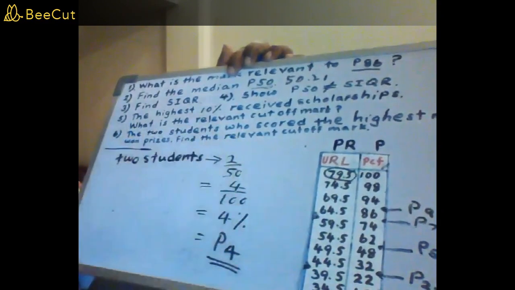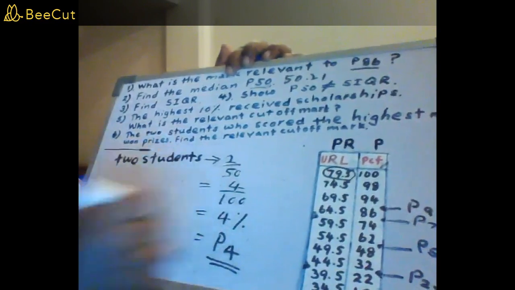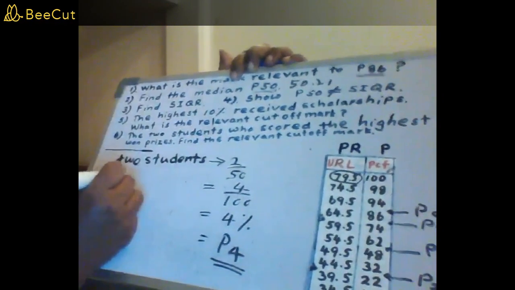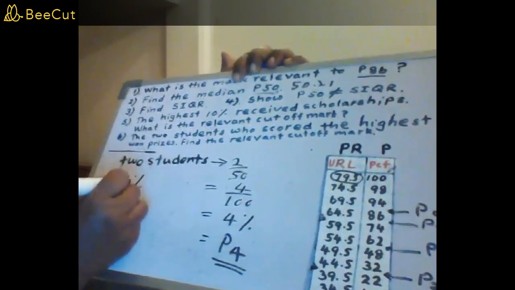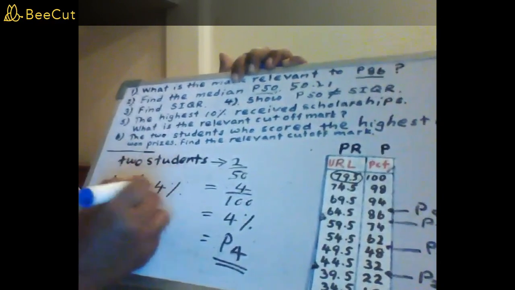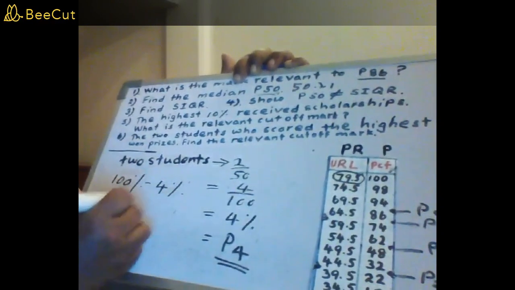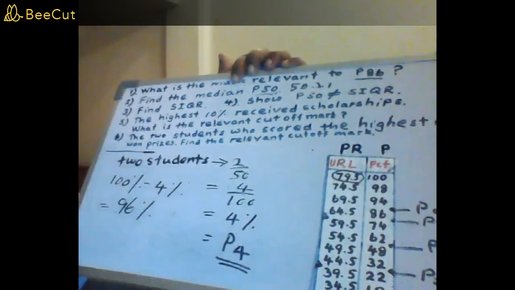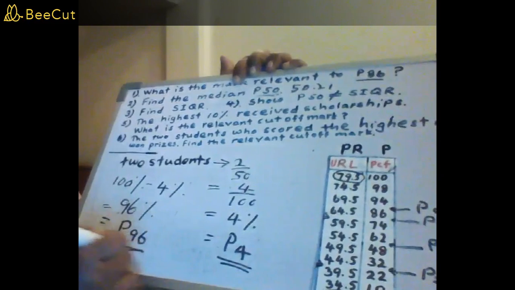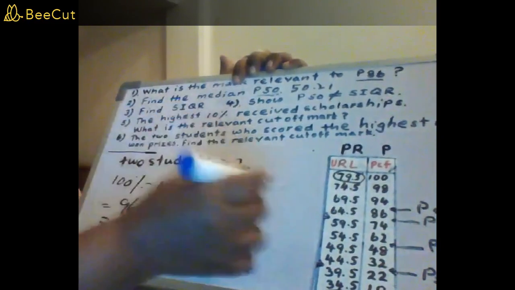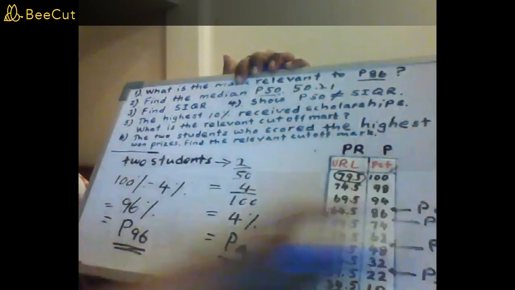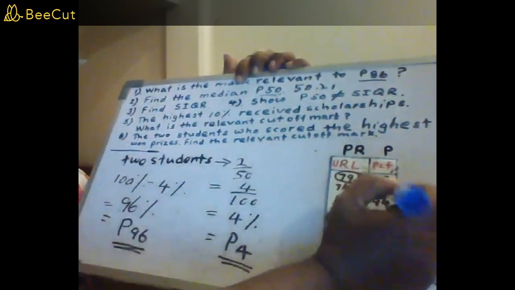P4, the highest 4%. So once again, if you get highest values, what you have to do? You have to deduct from 100% minus 4%. That is 96%. 96% means P96. That's what we'll have to find for this question, right? P96. Now, where's P96? It is here.